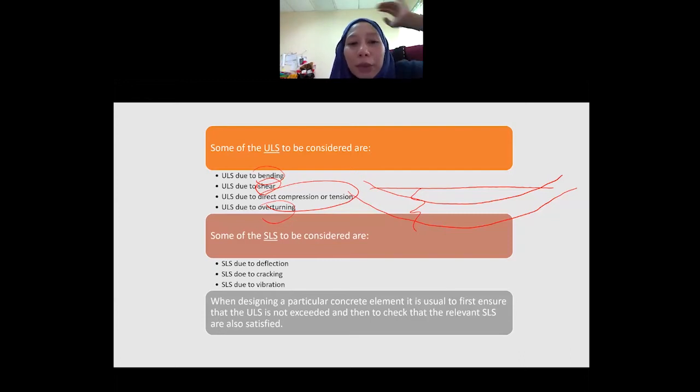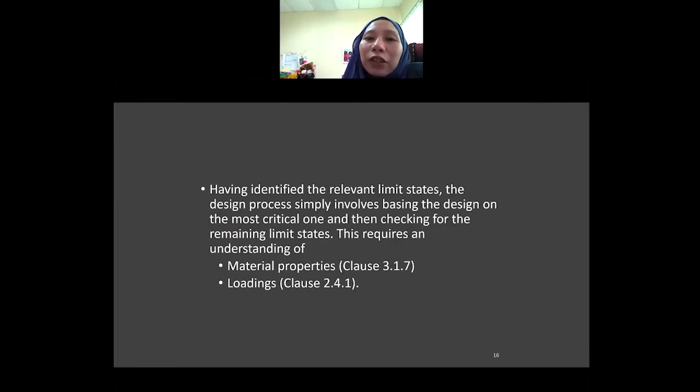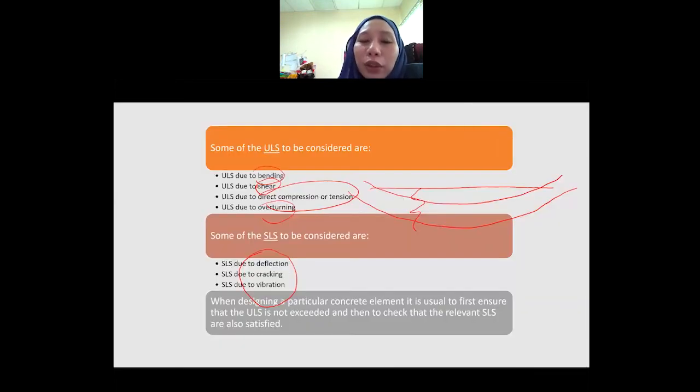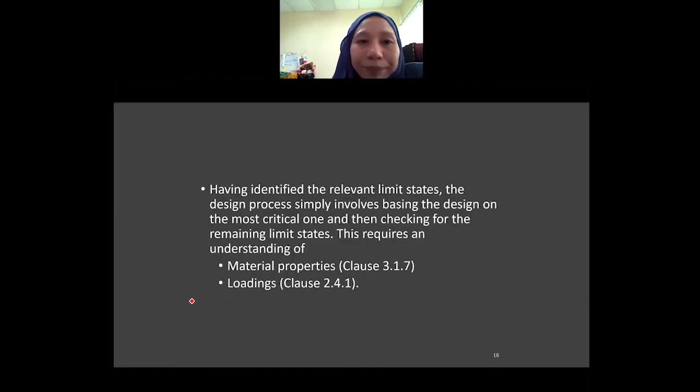Okay, some of the SLS to be considered are deflection, cracking and vibration. So you see here, this is more on the appearance. Excessive deflection does not mean it's going to collapse, but it will affect the aesthetic value of the structure. When designing a particular concrete element, it is usual to first ensure that the ULS is not exceeded, then check that the relevant SLS are also satisfied. ULS is the most important one because we don't want the building to collapse.